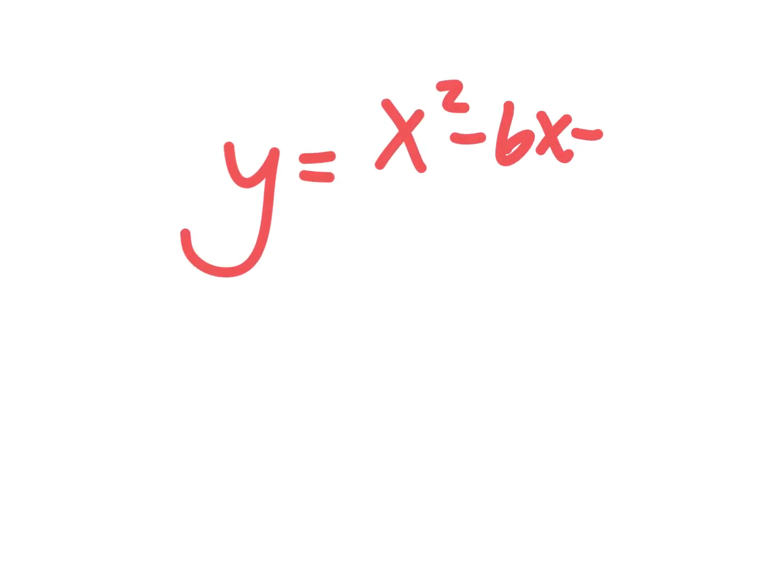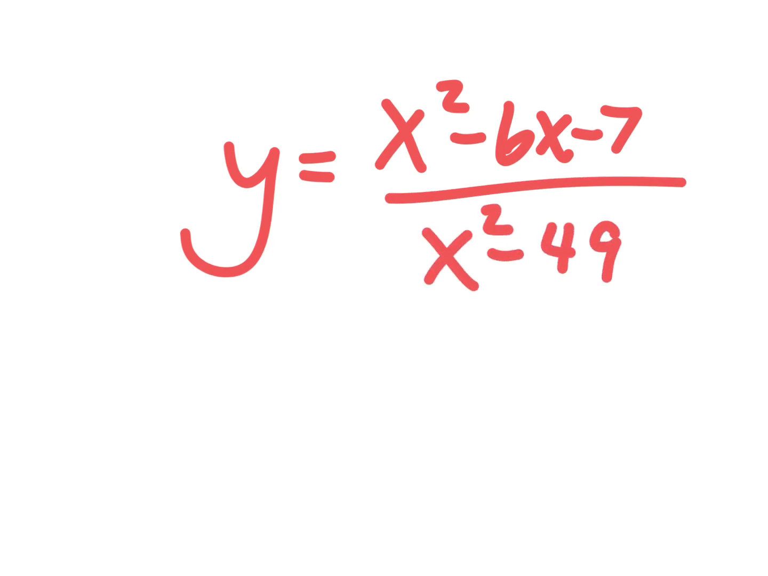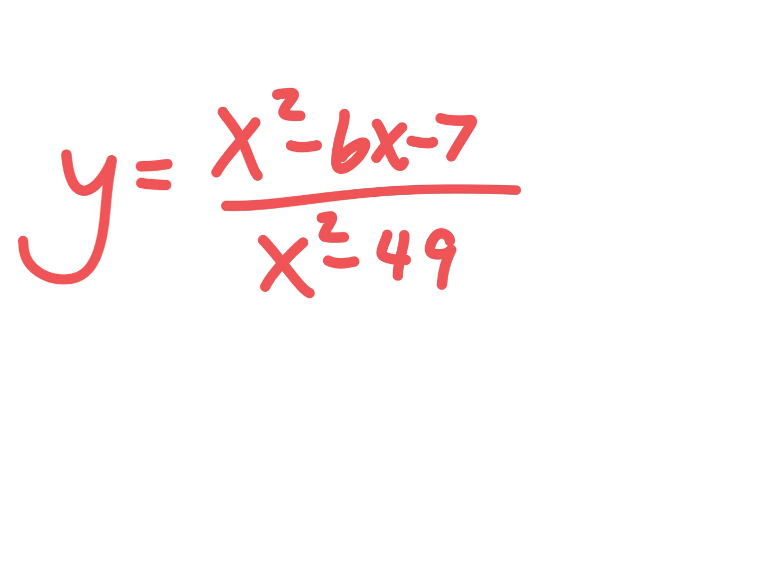That would be unfair. So now let's talk about what we've learned yesterday about these rational functions. Everybody write this one down. x squared minus 6x minus 7 over x squared minus 49. That is called a rational function because rational numbers can be written as a fraction. So if you start thinking rationals and fractions, that'd be good.